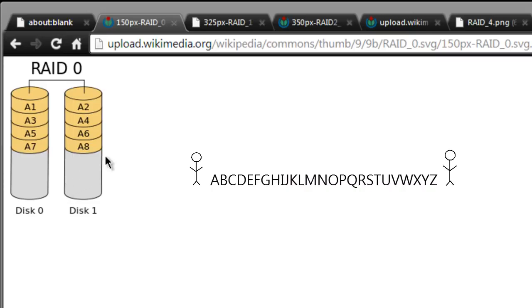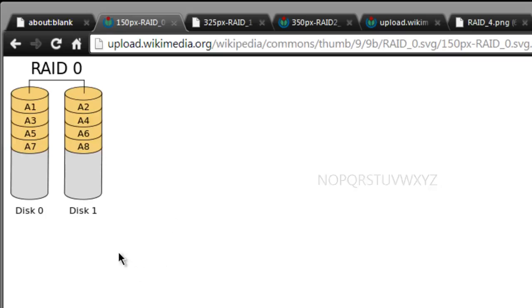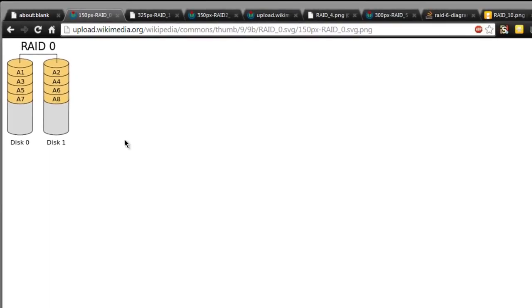But if I was to kill one of those people, so if I killed the guy writing A to M, I've lost the alphabet and I need the alphabet. So if one of these disks died, you've lost all of your data, and because it was treated as one logical drive, you're not going to access your data, it's gone. That is pretty much RAID 0. So not ideal for a mission critical system, but it provides a speed increase.